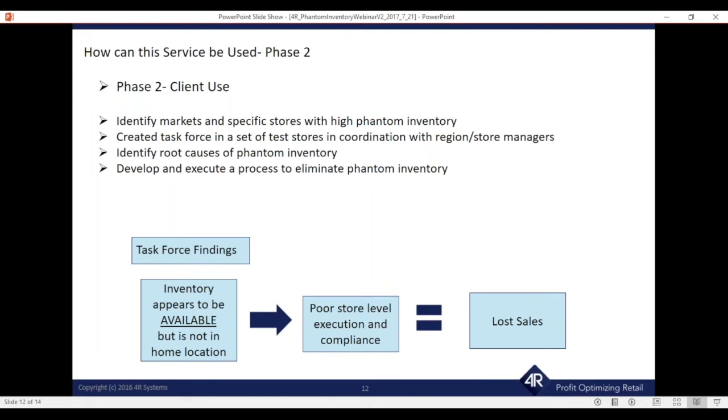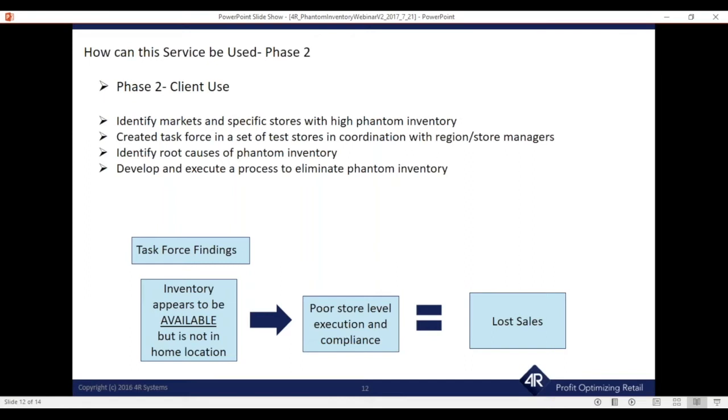So also in this phase 2, another way we've had a client use this is that they've identified, through that analysis we've given them, markets and specific stores with the highest phantom inventory. They've then created a task force in a set of those stores, and they coordinated with their store and regional managers to go out and identify root causes of the phantom inventory.